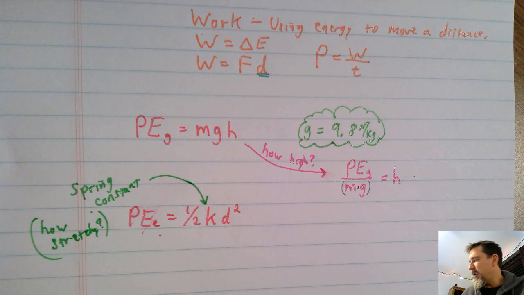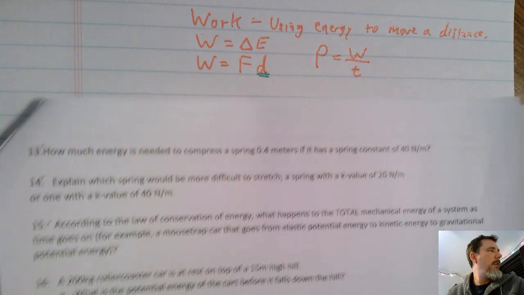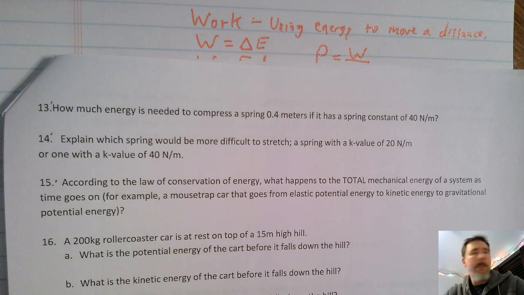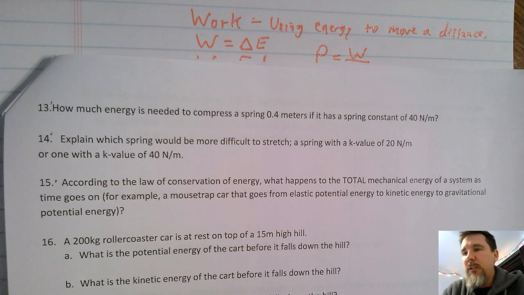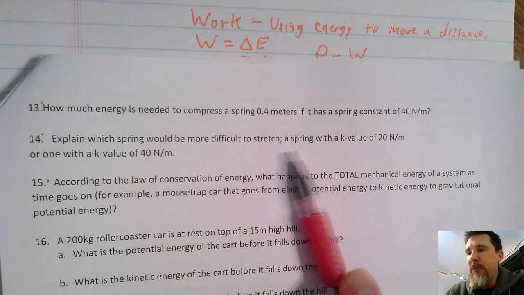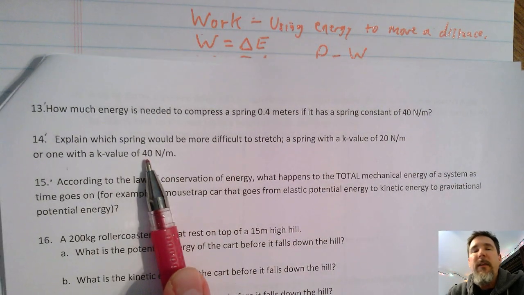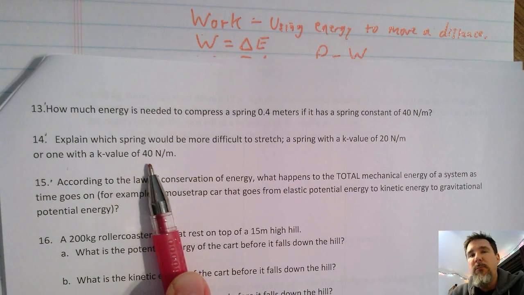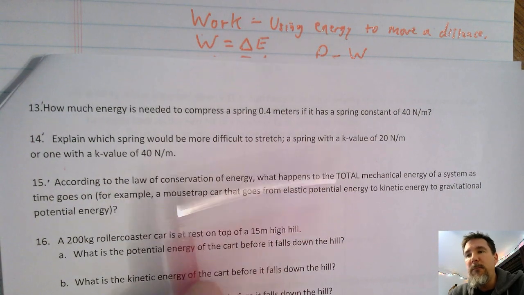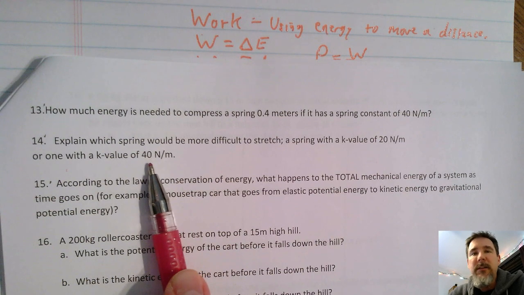In fact, there's a question on the review guide about that. Number 14 on the review guide says, which spring would be more difficult to stretch? A spring with a K value of 20 or a K value of 40 newtons per meter? That's just total review. I'm going to pause a second. You try to decide. Okay, 40 is the answer because it takes 40.